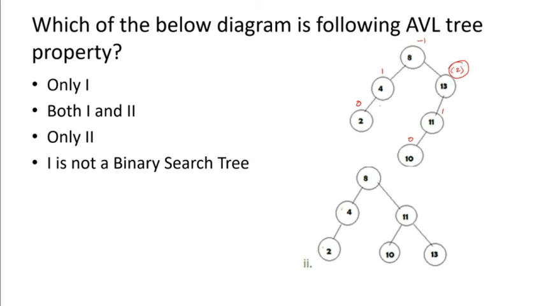But if you look at the balance factors here, 0, 0, this is 0, this is 1, and 2, 2, which is nothing but 0. So this diagram follows the AVL tree property. So it is only 2. Let me check how many gave me the right answers. Both? No, not both, because I have given you the explanation why it is not both. Okay, only 2.